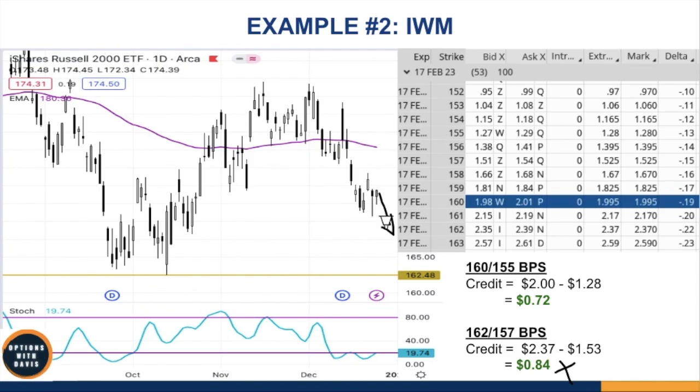Once it has gone down further, then we take a look at the option chain again to see if we can construct a bull put spread with the credit which we want. If we can, then we'll put on the trade. But if we cannot, again, we just sit on our hands.